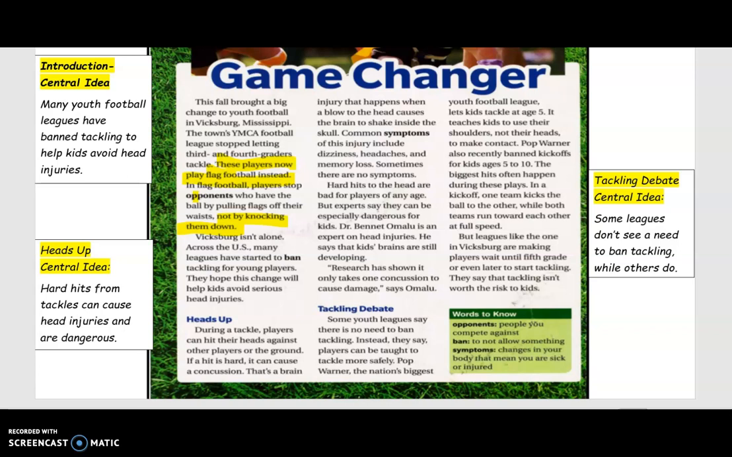It's called Heads Up. During a tackle, players can hit their heads against other players or the ground. If a hit is hard, it can cause a concussion. That's a brain injury that happens when a blow to the head causes the brain to shake inside the skull. Common symptoms of this injury include dizziness, headaches, and memory loss. Sometimes there are no symptoms.